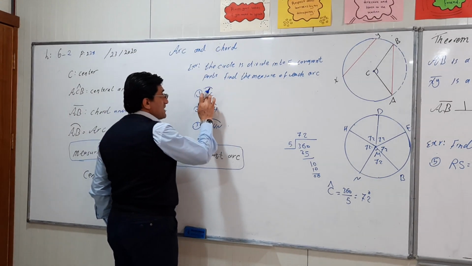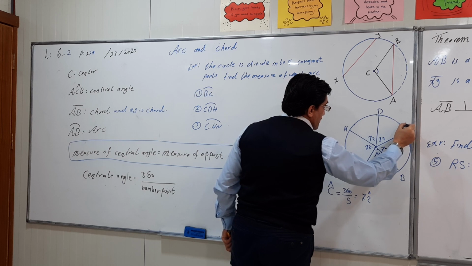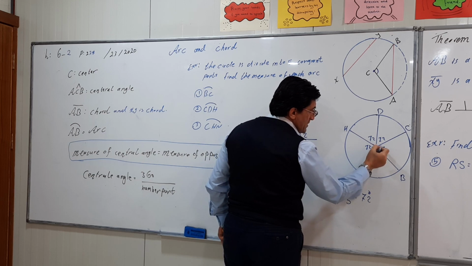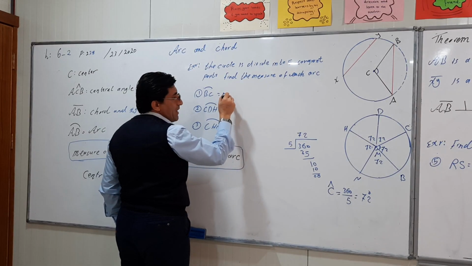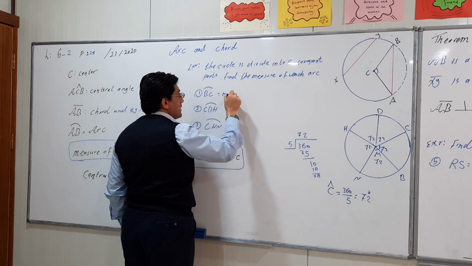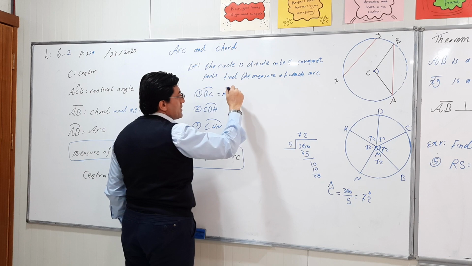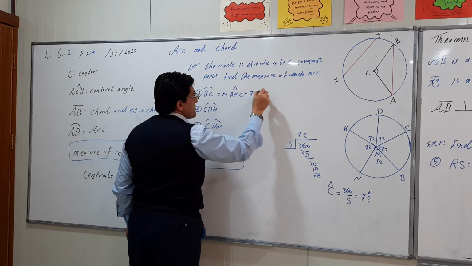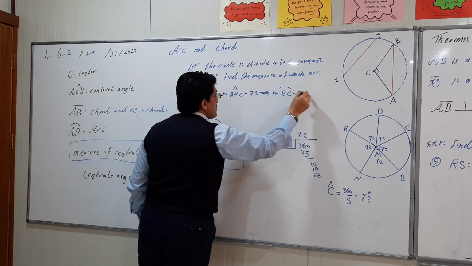Now, measure of arc BC, where is BC? Arc BC, this is C, so BC. The measure of arc BC equals the measure of the opposite central angle. What is the measure of the opposite central angle? 72. That means the measure of arc BC equals the measure of central angle BMC. The measure symbol is a small m, but a capital M is a point, so the measure of angle BMC equals 72. That means the measure of arc BC equals 72.